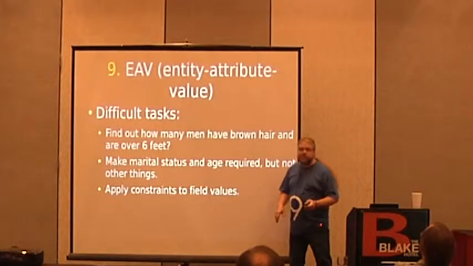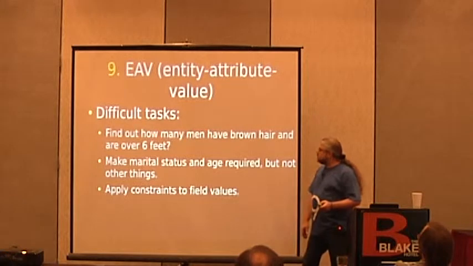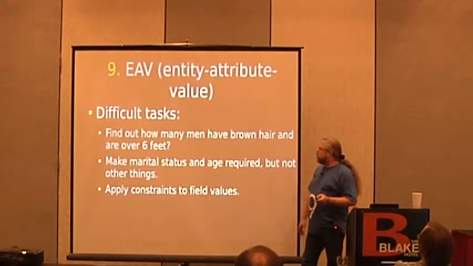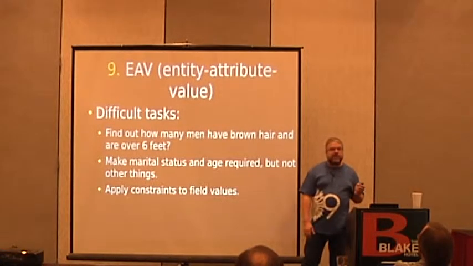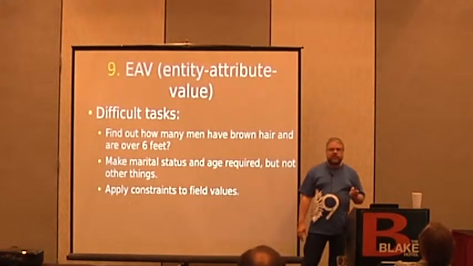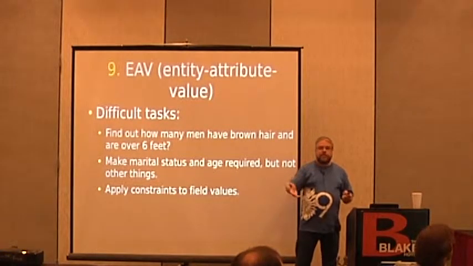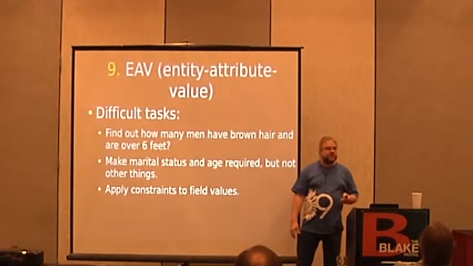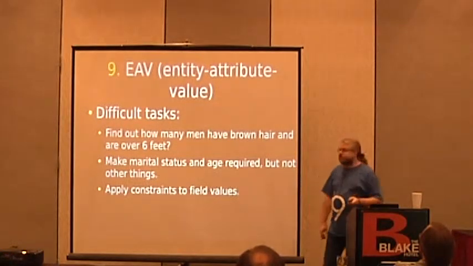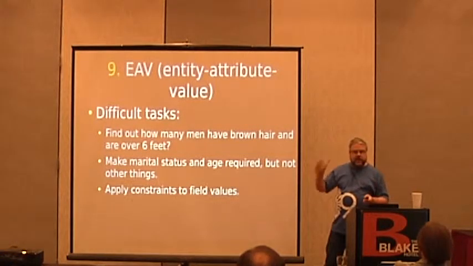Right. So, for example, here are some fun things to do with EAV databases that have been denormalized to this extent. Say, write a query to say, how many men have brown hair and are over 6 feet? Or make marital status and age required, but not other things. Or apply constraints to field values. These are all fun things to do. And this design was a complete EAV dating site design, where they were in fact trying to answer these questions thousands of times per second.